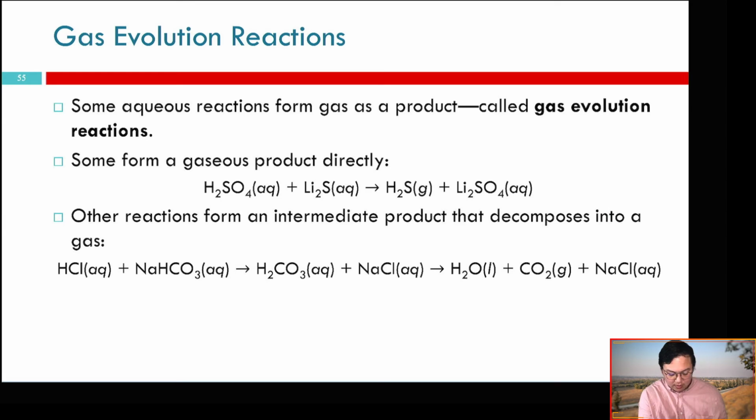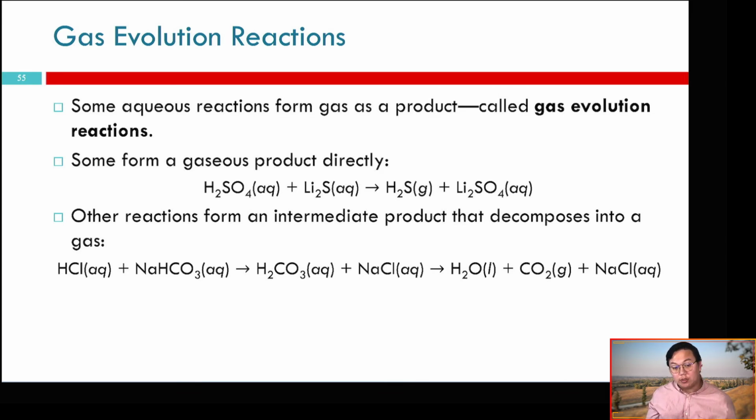So moving on then from our acids and bases, which are essentially, right, they're ionic, moving on to gas evolution reactions. There's a small set of molecules that you should be on the lookout for that evolve into gases. I believe there's a table. So some aqueous reactions form gases as a product, and these are called gas evolution reactions. Some form this gas directly.